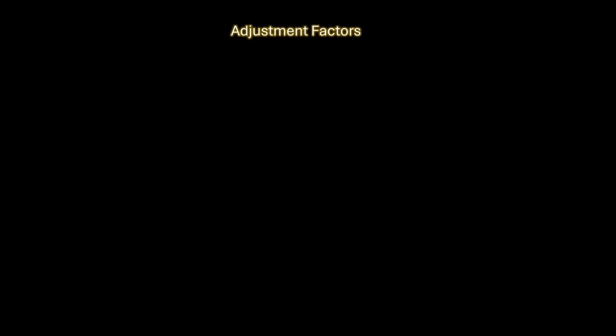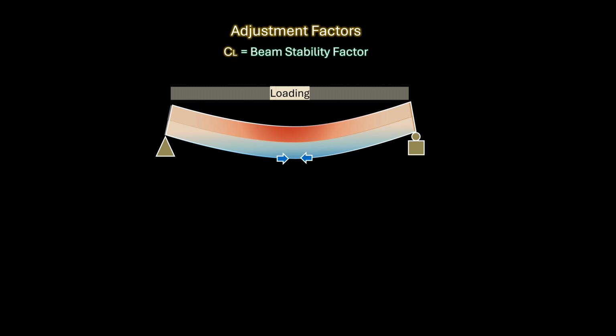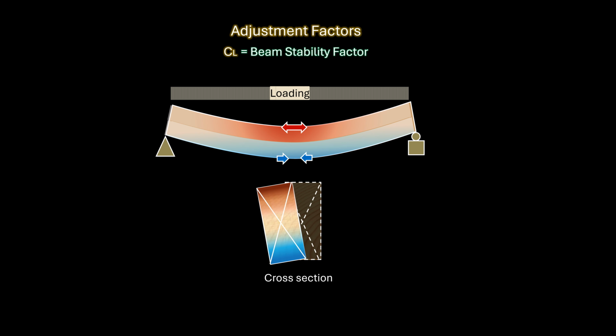The next adjustment factor is the beam stability factor. The beam stability factor is denoted as CL and accounts for the reduced strength of a wood member under bending resulting from instability or lateral torsional buckling. When discussing bending, we said that for a simply supported member in bending due to downward loading, the top part of the member's cross-section is subjected to compressive stresses. If the compression zone is not laterally braced or laterally supported, the member may be subjected to sideways buckling that is characterized by lateral displacement and torsional twisting as shown in this cross-section.